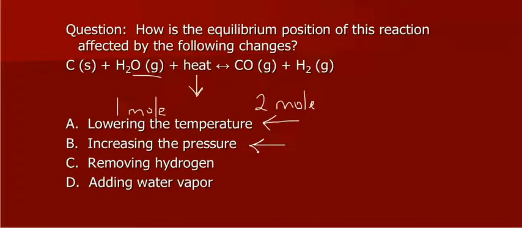Removing hydrogen. Okay, we're at equilibrium again. We remove hydrogen. If I remove something, it shifts in the same direction. Hydrogen is a product, so it's going to shift toward products. And then finally, I'm at equilibrium and I add water vapor. I add H2O. If you add something, it shifts opposite. Water is a reactant, so it's going to shift toward products.